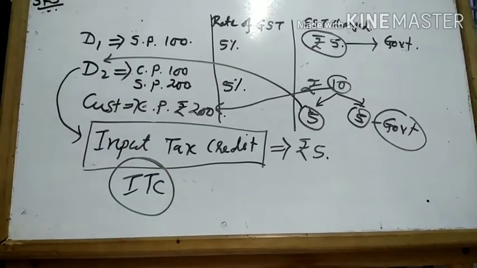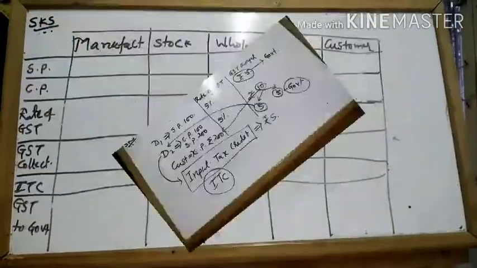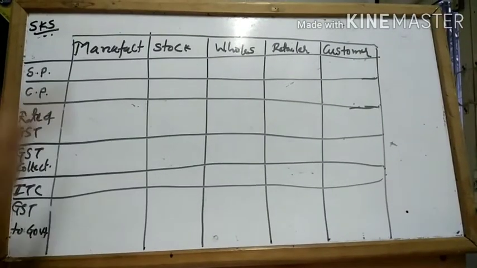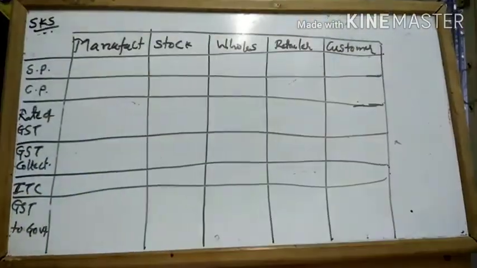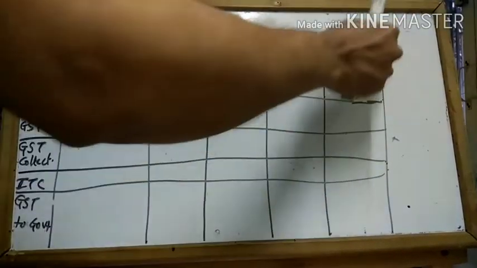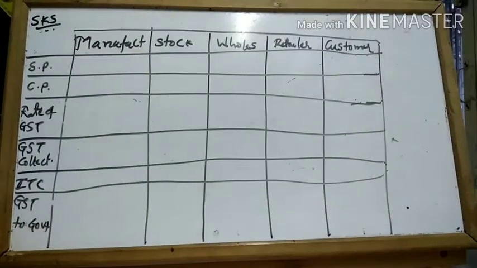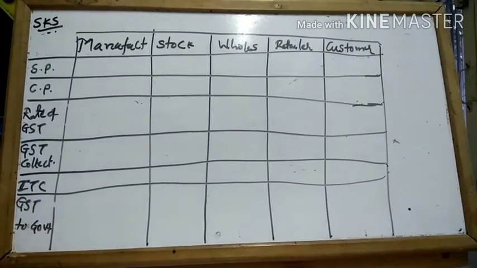We shall understand this with a long chain of multiple transactions, which will make your concept clearer. Dear friends, I have taken a chain of manufacturer, stockist, wholesaler, retailer and customer. I am reminding you, ultimately whatever GST tax the customer pays, but how it will be paid to the government in steps, I am going to explain to you.